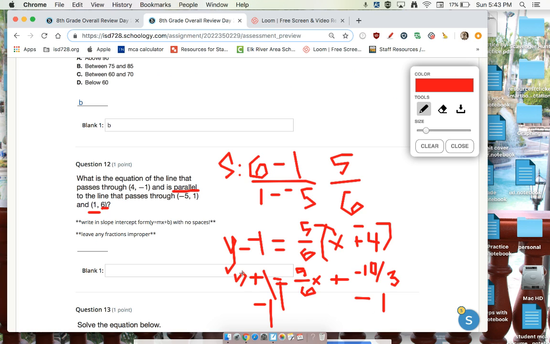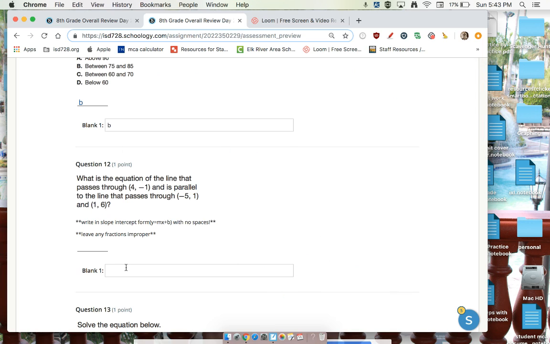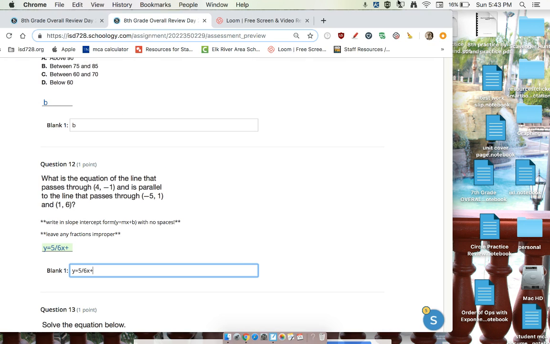So final answer, that would cancel out. You'd get y equals 5/6x. Let me just type it. y = 5/6x plus -13/3. And then we can get rid of the plus sign. So it's just y = 5/6x - 13/3.